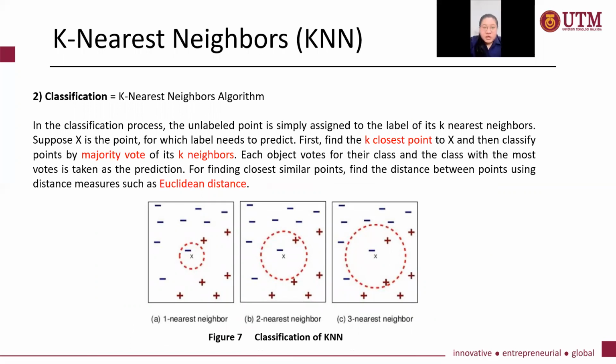Classification process. The training process of the algorithm only consists of storing the feature vectors and the labels of the training data. In the classification process, the unlabeled point is simply assigned the label of its k nearest neighbors. Based on the figure below, suppose X is a point for which the label needs to be predicted. First, find the k closest points to X and then classify the point by the majority vote of its k neighbors. Each object votes for its class, and the class with the most votes is taken as the prediction. For finding the closest similar points, find the distance between points using distance measures such as Euclidean distance.